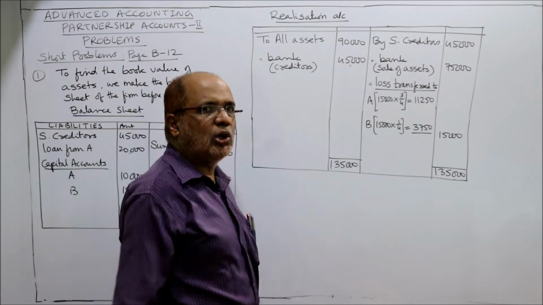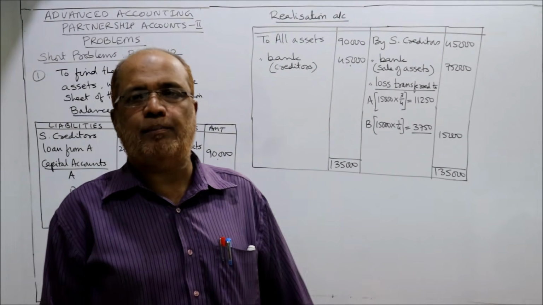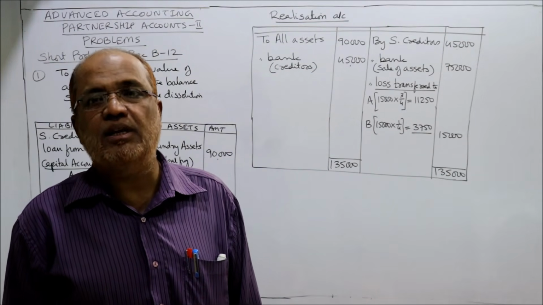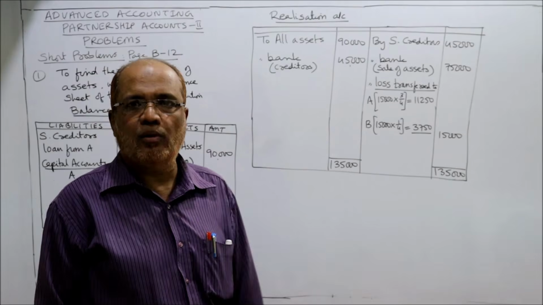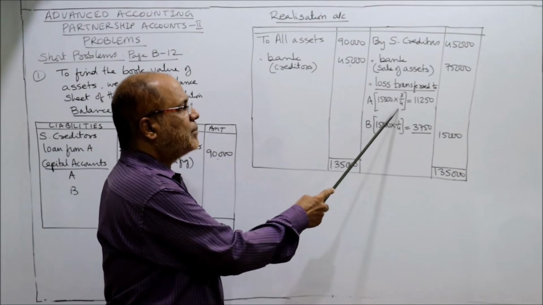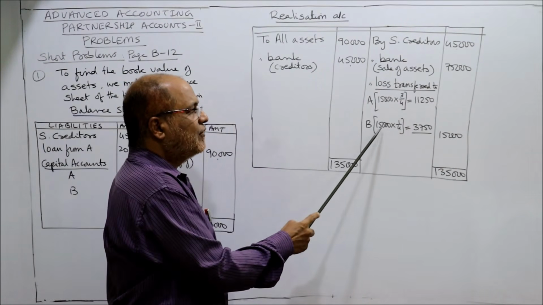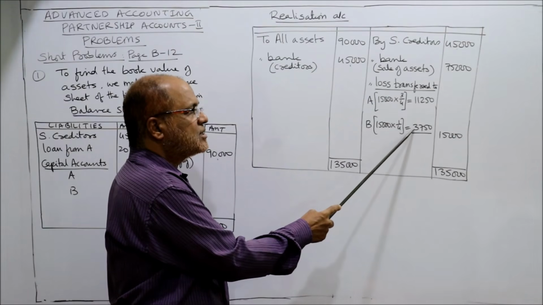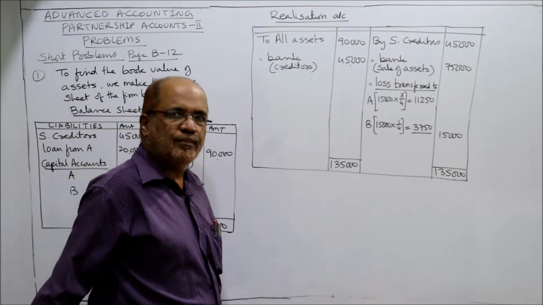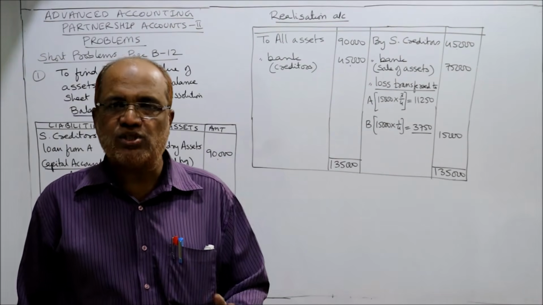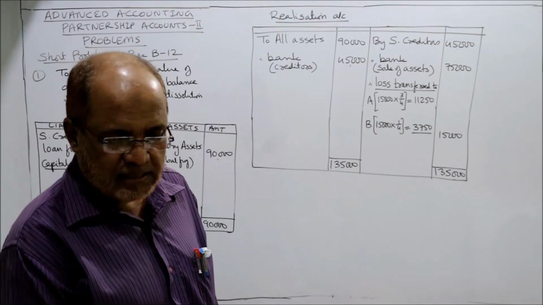So 15,000 जो loss आया है, that will be shared by the partners in the profit sharing ratio. 3:1. 3 by 4, 1 by 4. So 15,000 into 3 by 4, 11,250. 15,000 into 1 by 4, 3,750. Total is 15,000. That's all. This is the first problem on realization.